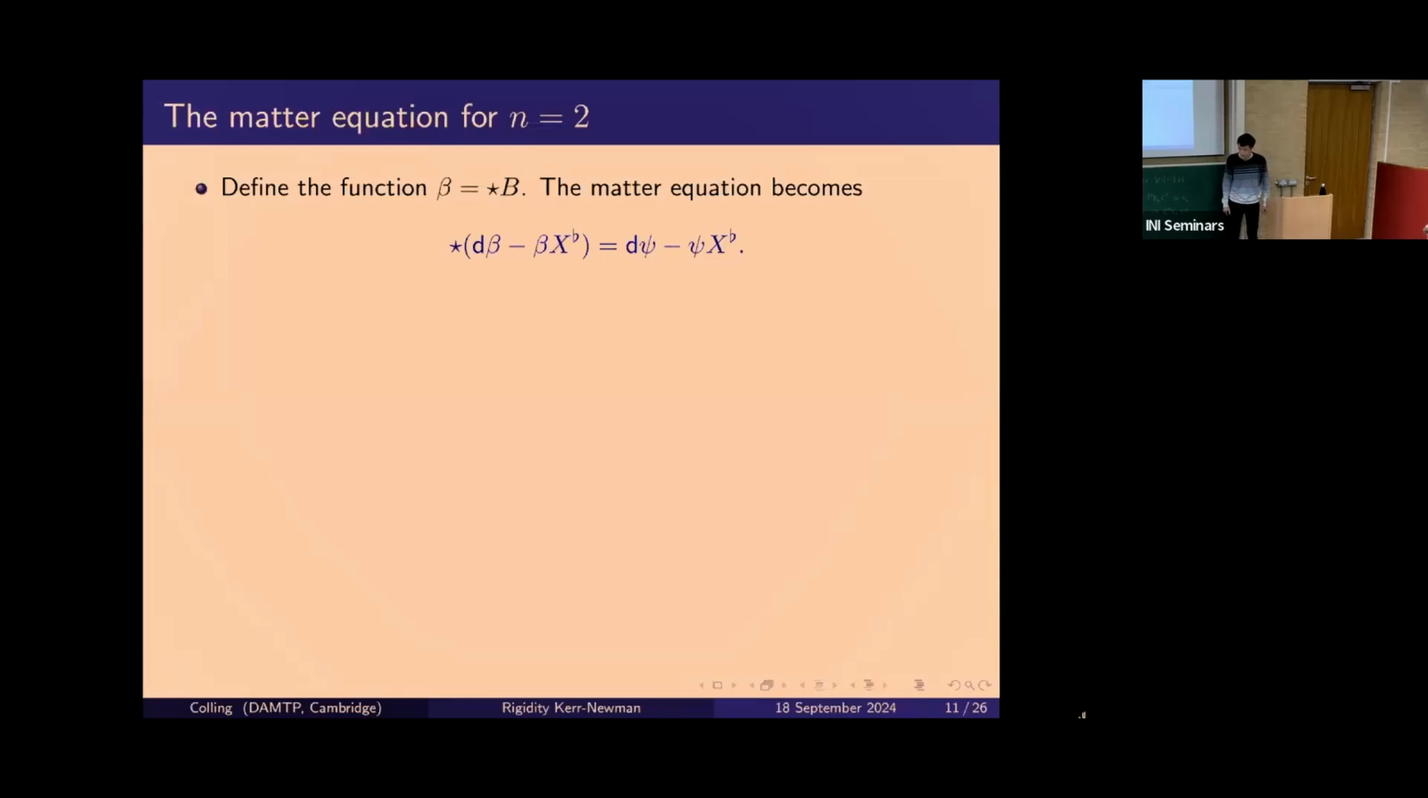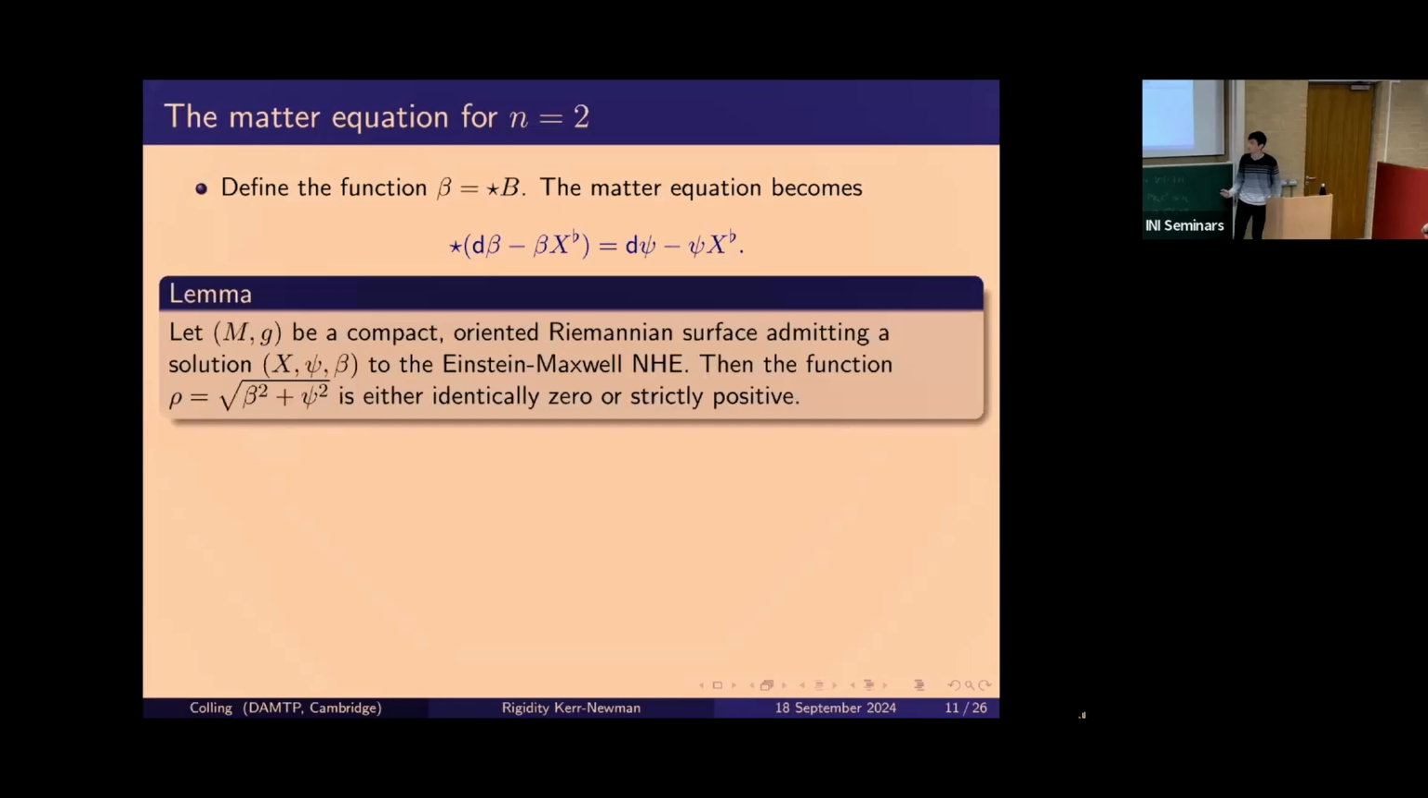That's the following result. If we define rho to be the square root of beta squared plus psi squared, then either rho is identically 0, which is the vacuum case, or rho is strictly positive, and in that case, in particular, rho is going to be smooth everywhere. For the proof, at least on the set M tilde where rho is positive, you can show that log rho satisfies a Poisson equation of the following form. This comes directly from this matter equation.